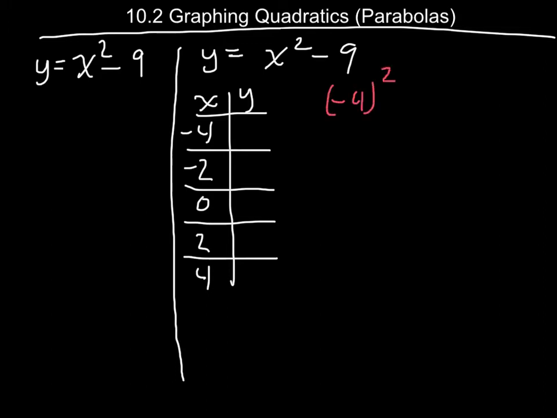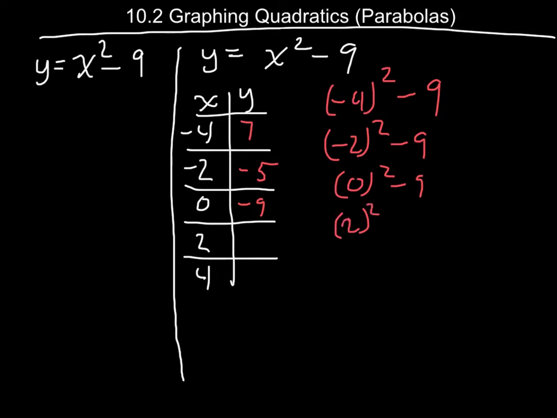So I have (-4) squared minus 9. So (-4) squared is 16, and 16 minus 9 is 7. But in my next one, (-2) squared is 4. 4 minus 9 is -5. But in my next one, 0 squared minus 9 is -9. And then put in 2 squared again, that's 4. Minus 9 is -5. And plug in a 4. That's 4 squared, 16, minus 9 equals 7.